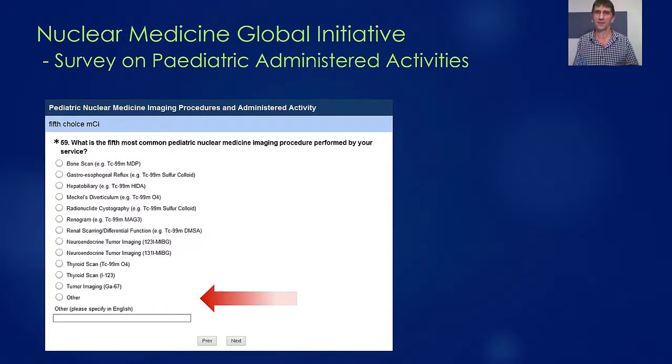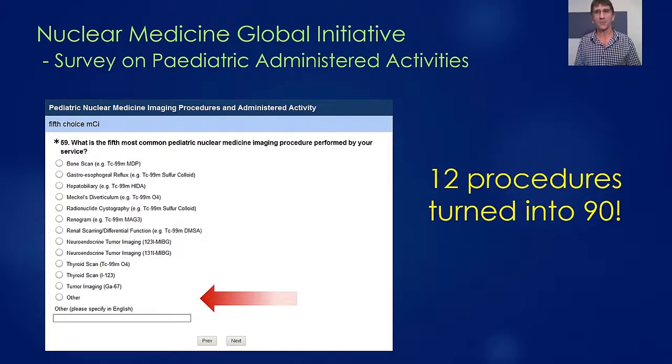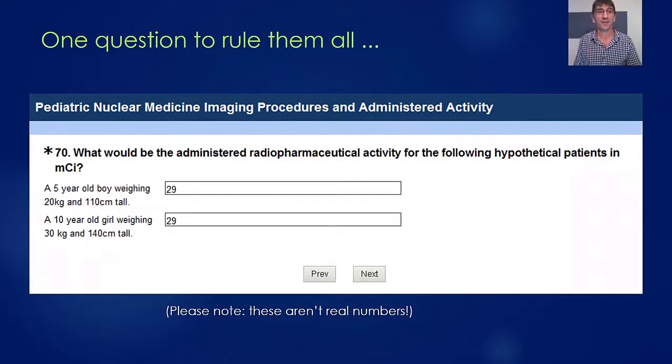It's a little unfortunate, but a few things I picked up from the survey itself that weren't necessarily a scientific component were, for example, this question here, which was asking about the procedures performed, and we gave a nice list we thought was reasonably comprehensive, and another at the bottom. What happened is that other turned from 12 procedures into 90 procedures. So it became a challenge and a half to be able to process that. So if you are doing surveys as this sort of data collection, be very careful about the questions that you're asking. The one question to rule them all, I said, is that if you had a particular scenario for a hypothetical patient, a 5-year-old boy or a 10-year-old girl, and ignore the numbers there, they're not real, they're just put in to capture the slide, what administered activity would you give?